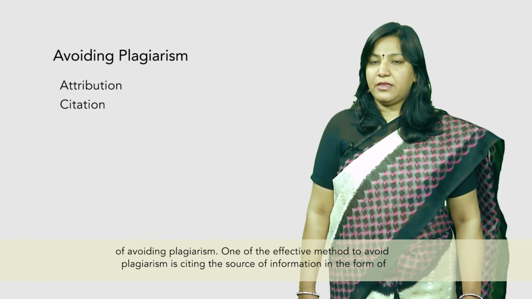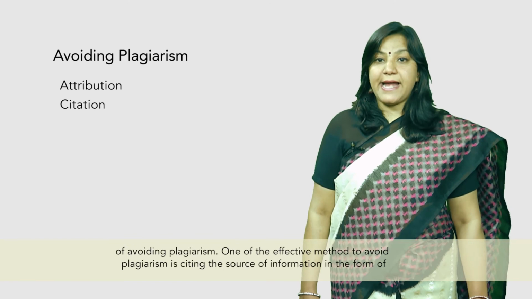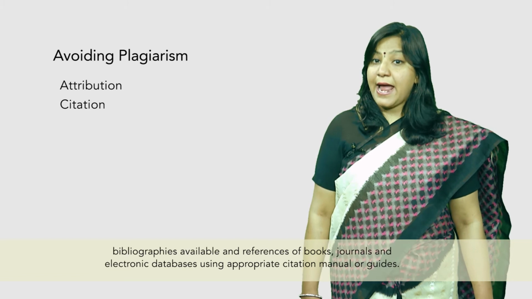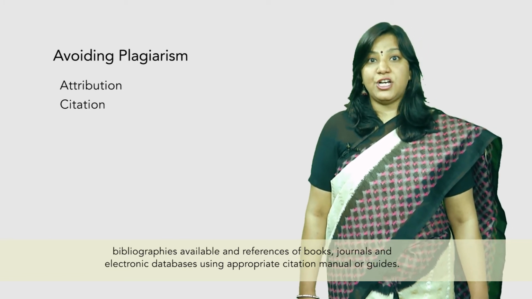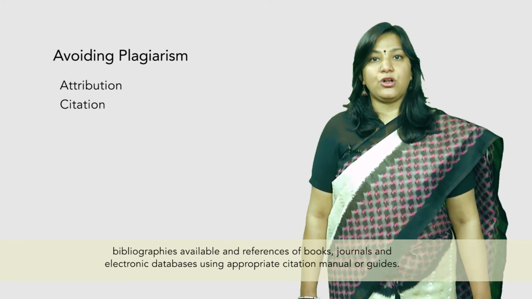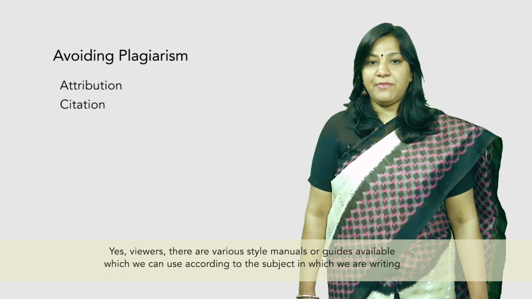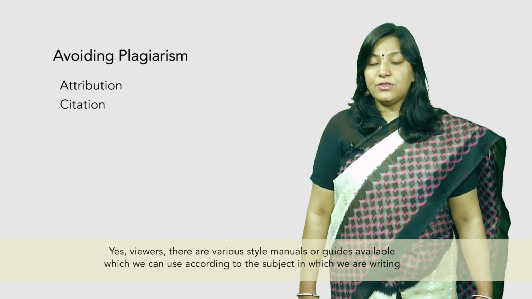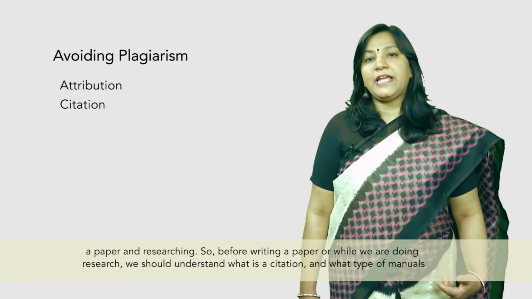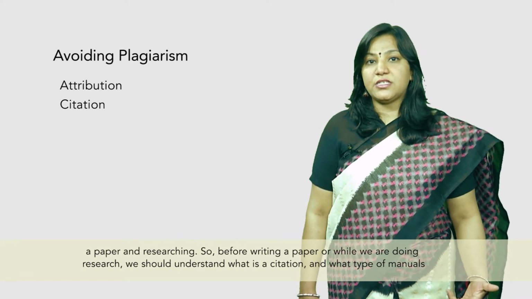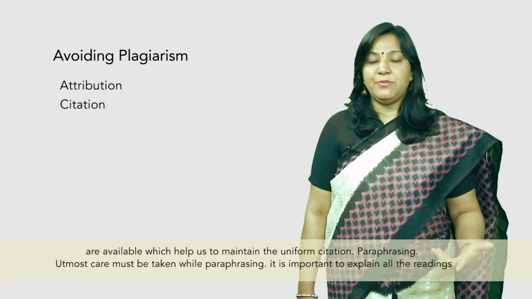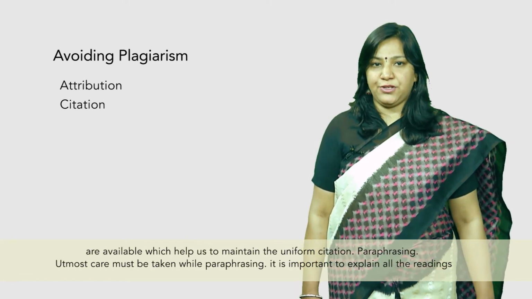One of the effective methods to avoid plagiarism is citing the source of information in the form of bibliographies and references of books, journals, and electronic databases using an appropriate style manual or guide. Yes, viewers, there are various style manuals or guides available which we can use according to the subject in which we are writing a paper and researching. So before writing a paper or while doing research, we should understand what a citation is and what types of manuals are available which help us maintain uniform citation.